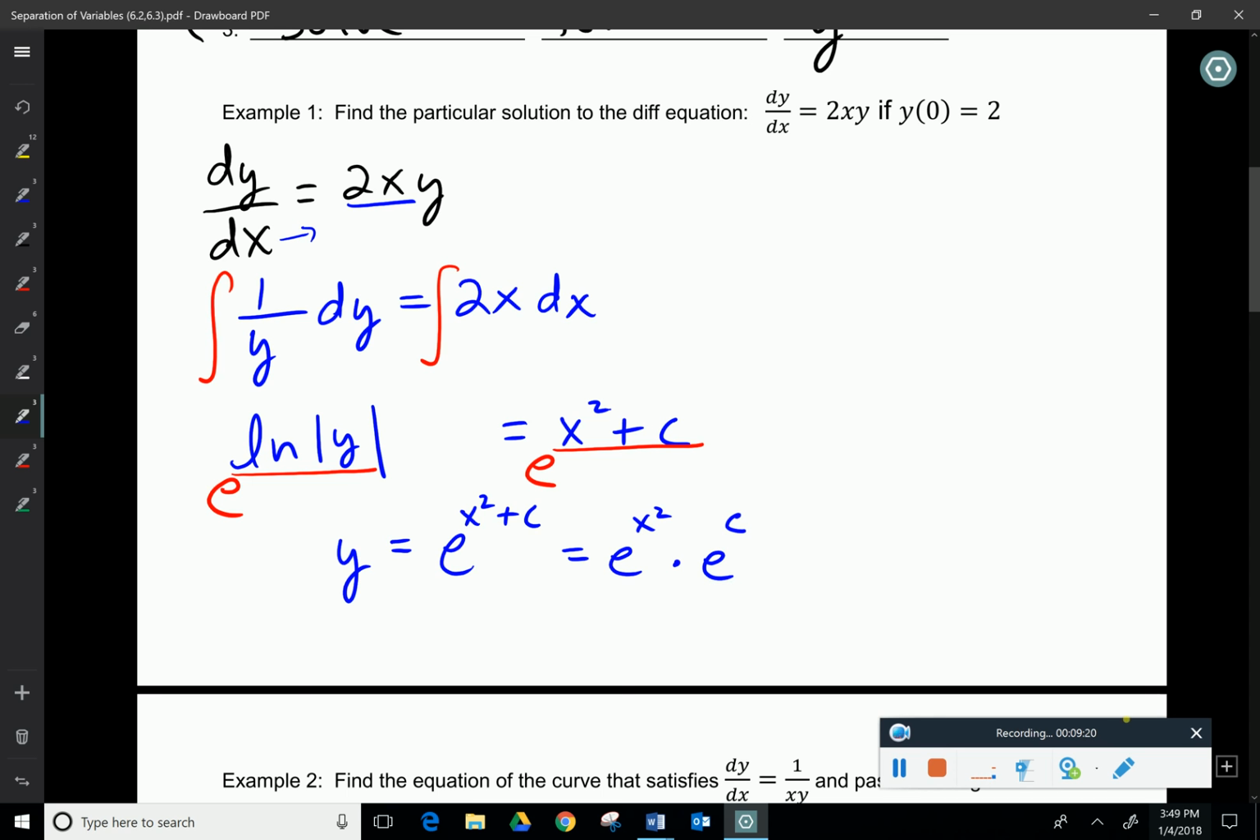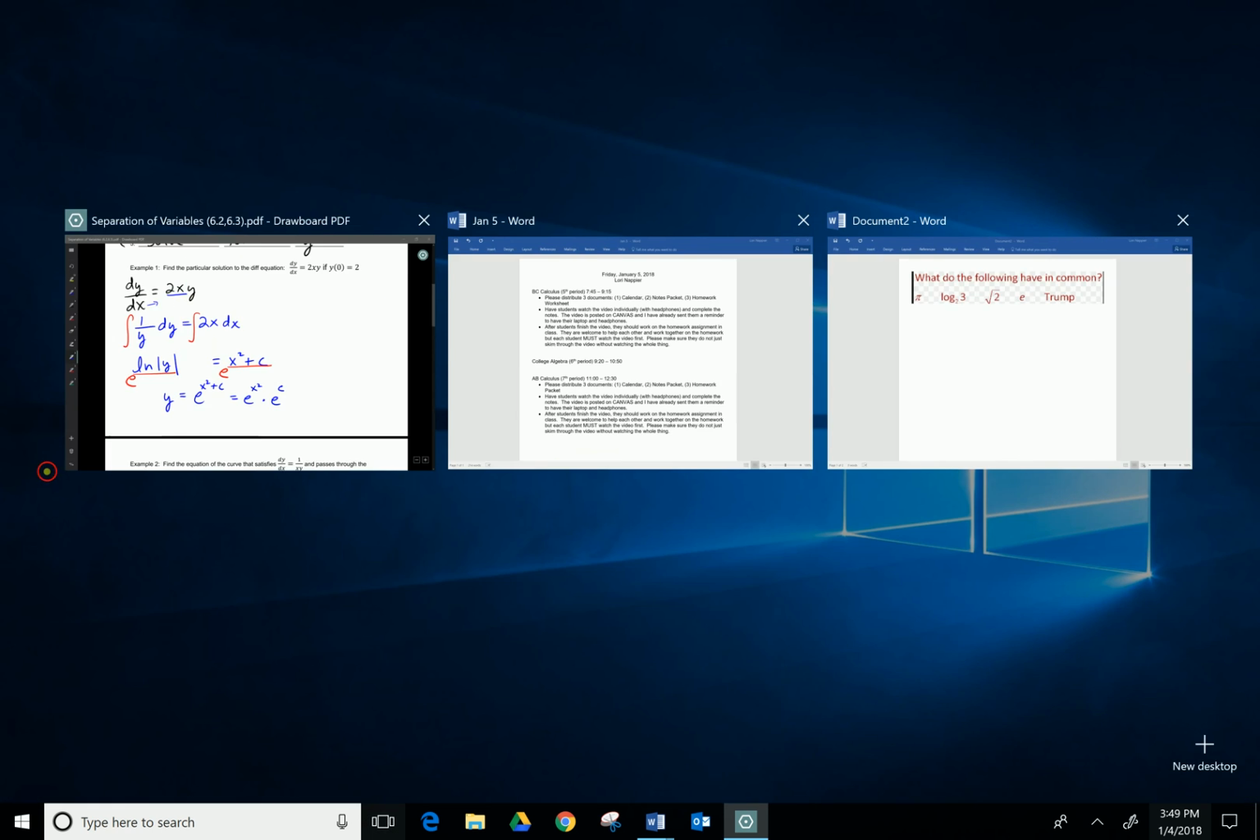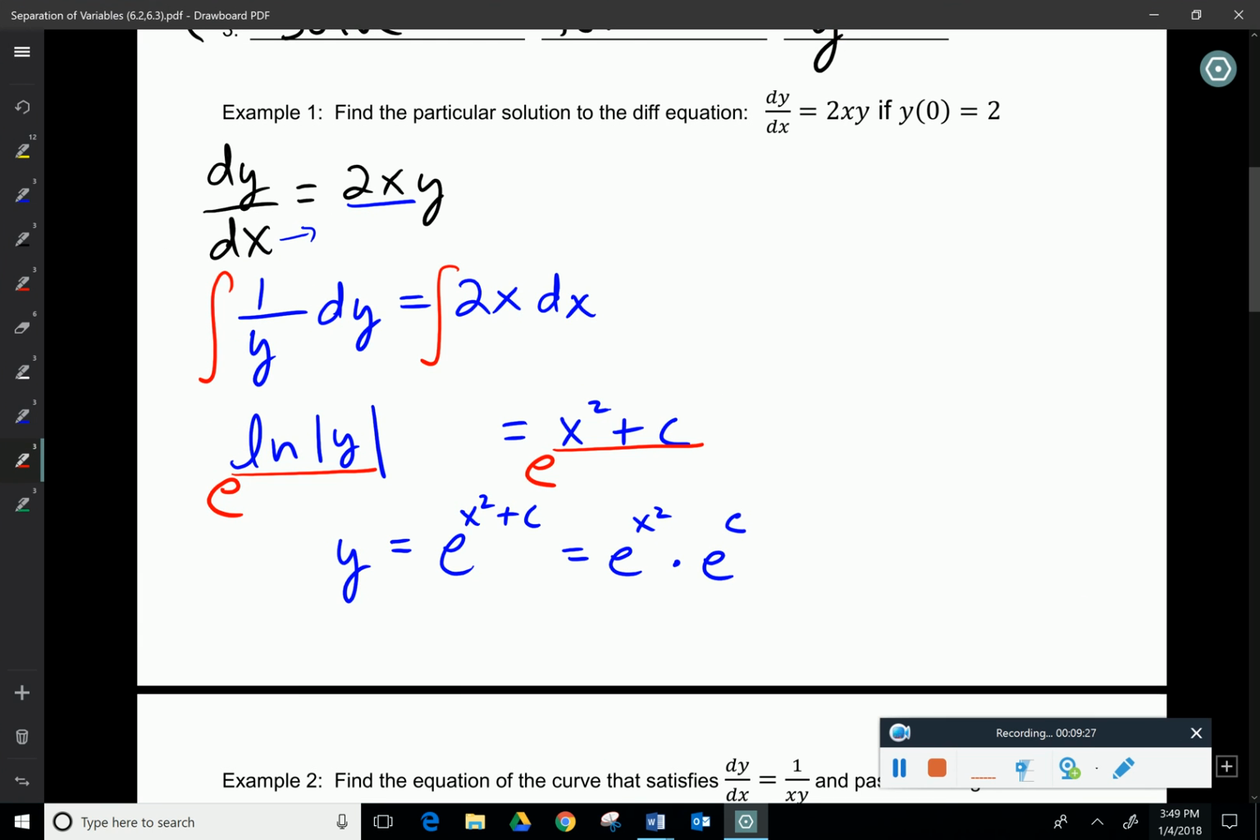If e is a constant, and you raise that constant to another constant, wouldn't this just be one big constant? So really, I can think of this as just some big constant being multiplied by e to the x squared. So the idea is when you have e and there's a constant in the exponent, that's the same as saying you have a constant out front.